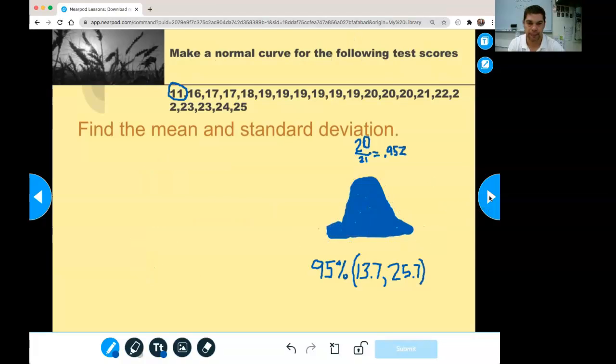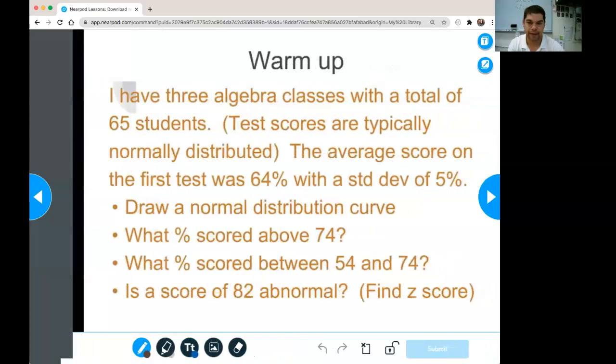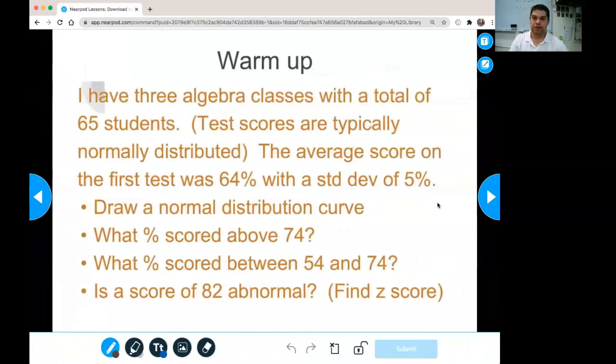All right. So now it's your turn. I have 3 algebra classes with a total of 65 students, pretty large sample size. Test scores are approximately normally distributed. The average score on the first test was a 64% standard deviation of 5. Draw a normal distribution curve. What percent are above 74? What percent are between 54 and 74? Is 82 abnormal? Find the z-score.